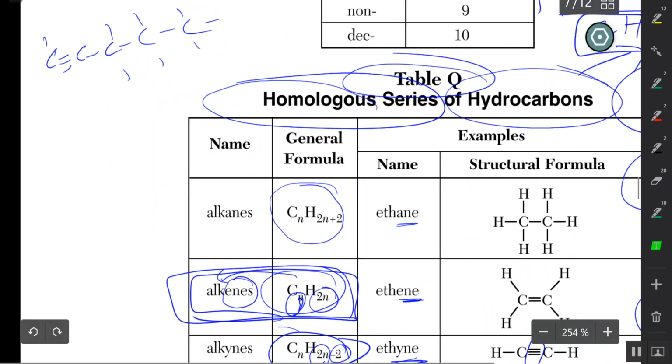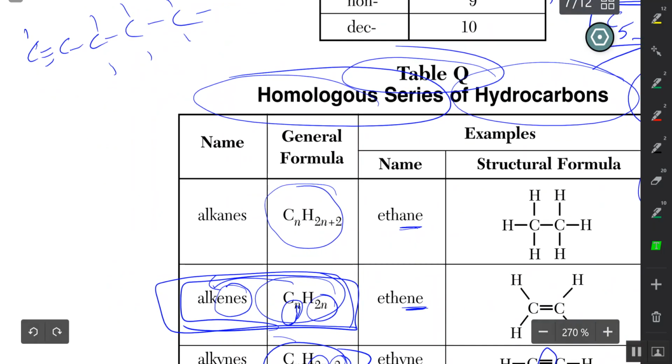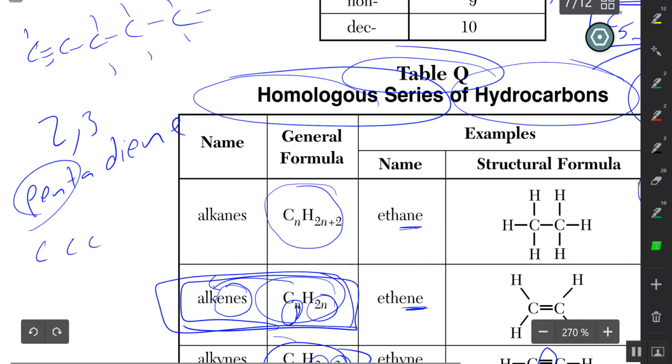Sometimes I may ask you for, let's say, 2,3 pentadiene. What does this mean? This means that I have a pent chain, 1, 2, 3, 4, 5, and I have 2 diene. Diene means 2 double bonds. Di for two, ene for double bond.